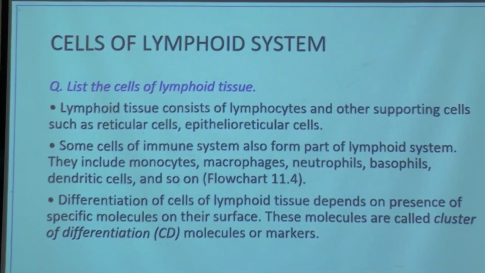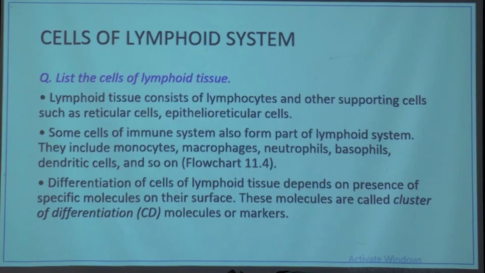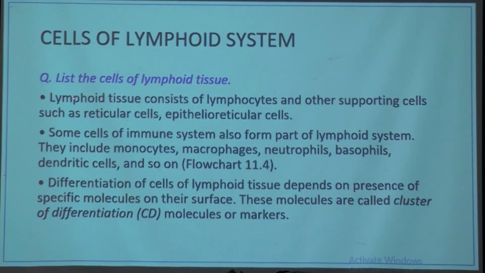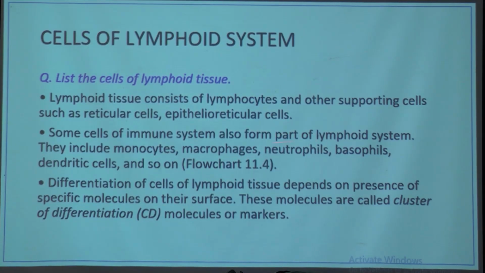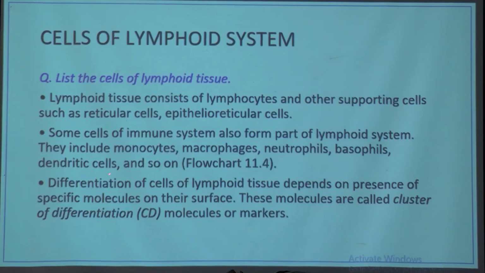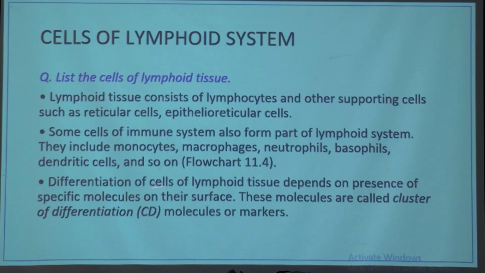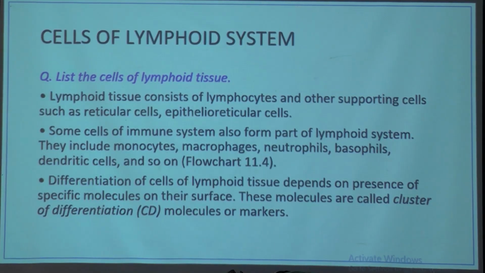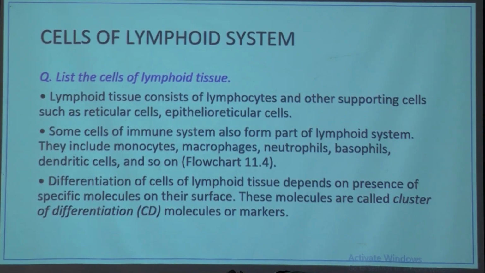Now, cells of the lymphoid system. List the cells of lymphoid tissue. Lymphoid tissue consists of lymphocytes and other supporting cells such as reticular cells, epithelio-reticular cells. Some cells of the immune system also form part of the lymphoid tissue. They include monocytes, macrophages, neutrophils, basophils, dendritic cells and so on. Differentiation of cells of lymphoid tissue depends on the presence of specific molecules on their surface. These molecules are called cluster of differentiation molecules or markers.